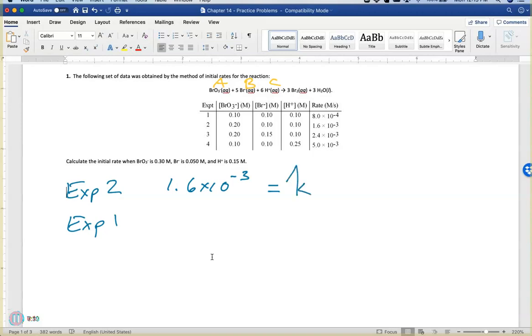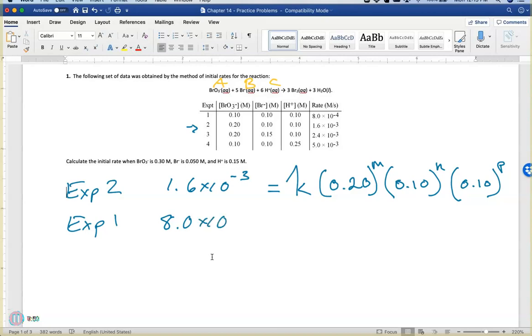So we have our rate constant, k. We're going to have our concentration of BrO3 minus, but in experiment 2, that concentration is 0.20. It's raised to some unknown exponent m. Then we have the concentration of our second reactant, which is Br minus. For experiment 2, that's 1.0, and that will be raised to some exponent n. And then we have our last reactant, which is H+, which also happens to coincidentally be 0.10, raised to an exponent of p. And we'll do the same thing for experiment 1.